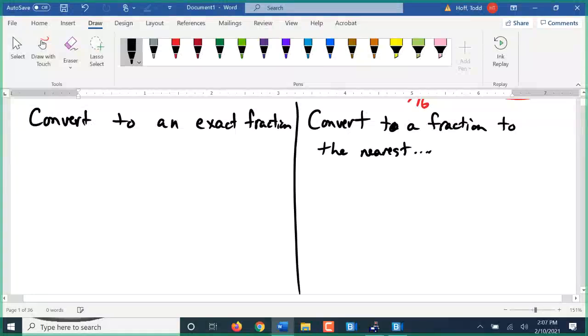We'll name what fraction we're going to the nearest when we get to each example here. So let's do 0.645.